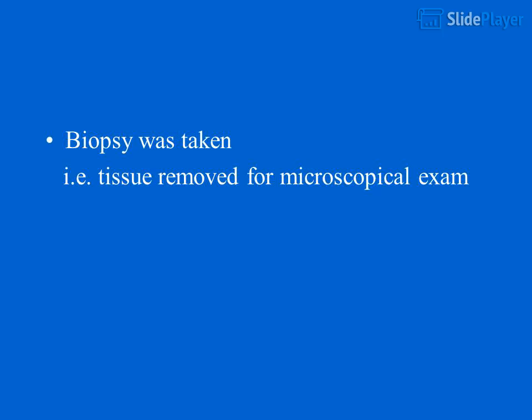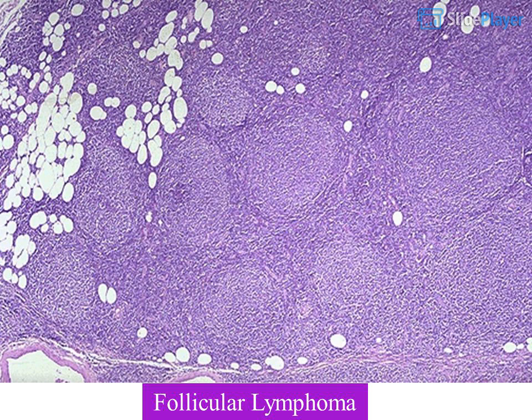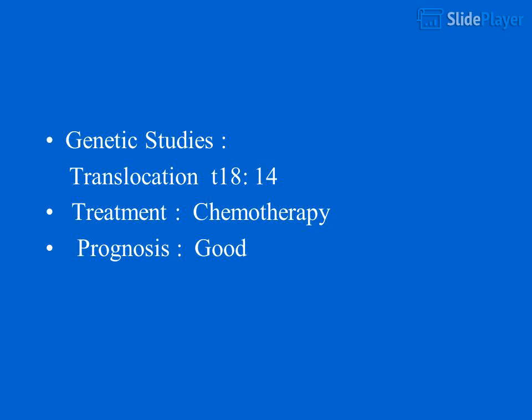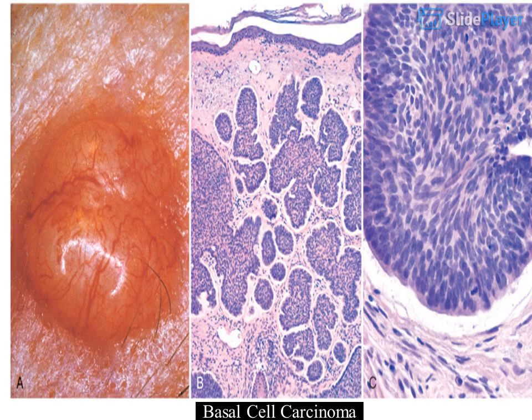Biopsy was taken, i.e. tissue removed for microscopical exam. Follicular lymphoma. Genetic studies. Translocation T18, 14. Treatment, chemotherapy. Prognosis, good. Basal cell carcinoma.